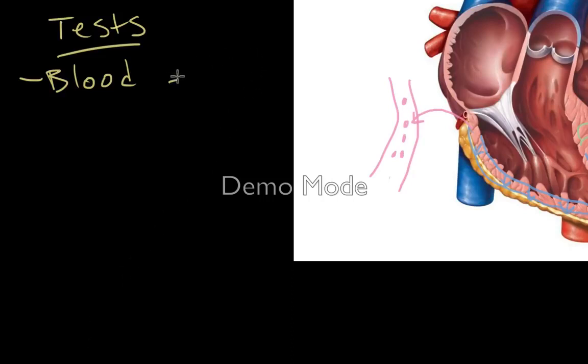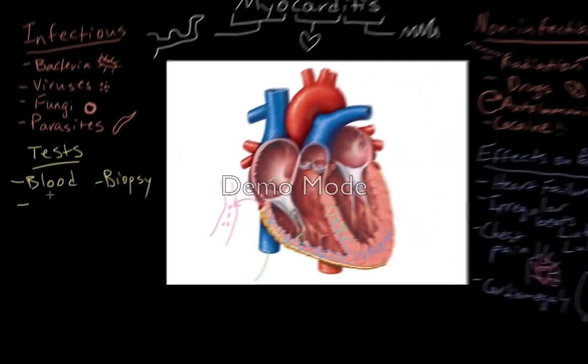Next, we can also use a biopsy, which is actually the gold standard for diagnosing myocarditis. And what we do, we thread a catheter up from the leg of the patient in the vein, and we come up to the heart, and we go into the lower chamber of the heart and take a piece of the heart tissue and then examine it under the microscope to check for inflammation or infection.